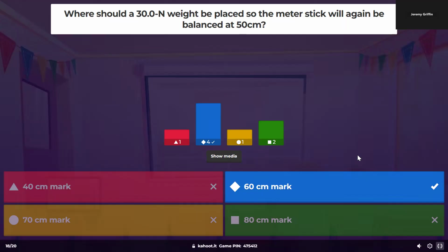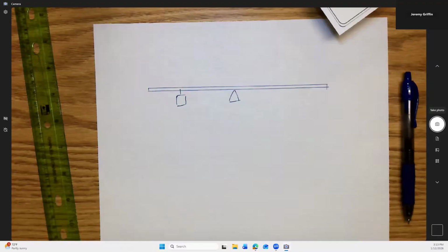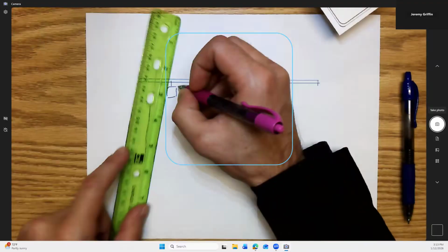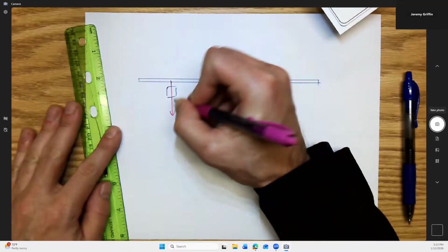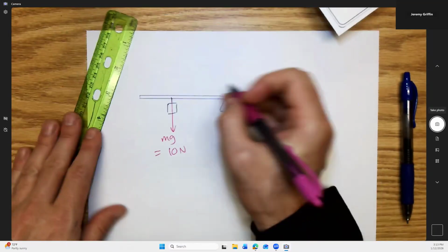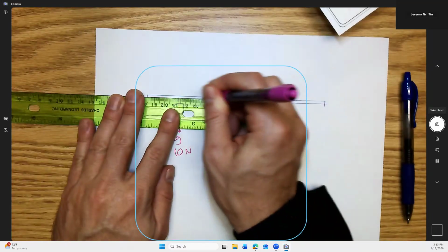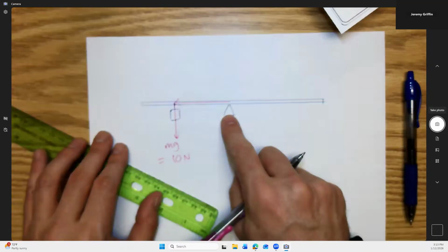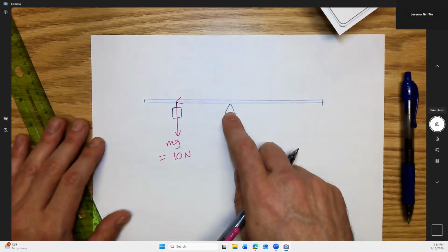Okay. Here we go. Some of you guys said 60 centimeter mark. Let's convince you guys that's true. So here's the setup. This weight was 10 newtons, so I'll say weight equals 10 newtons. And that was at an offset distance from the pivot point. I'm going to sum the torque about this pivot point. I think it's the most intuitive point anyway.